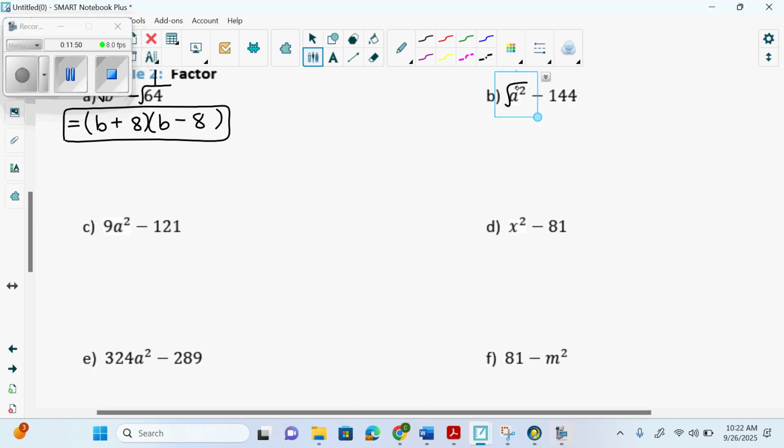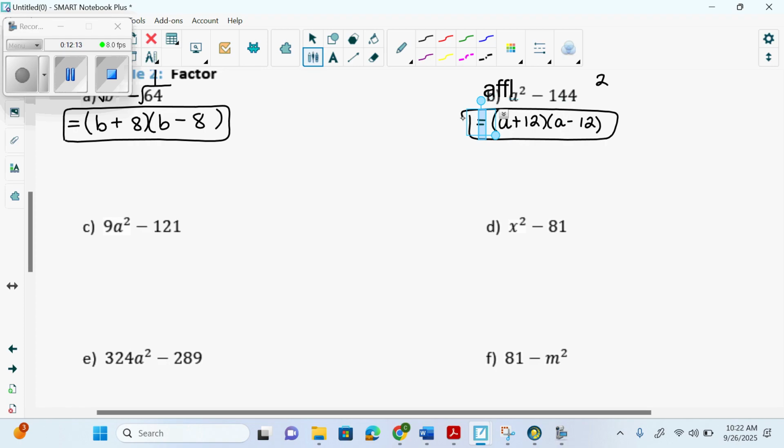So, this is the difference of squares, a different sign. Square root of a squared is a. Square root of 144 is what? 12. So we're going to get an equal sign. Check and make sure you have equal signs between each step. You're going to get a plus 12, a minus 12. I have no idea where this came from, but cool. Thanks, board.